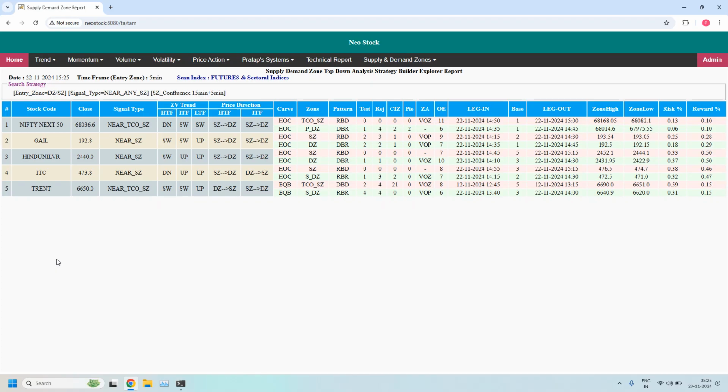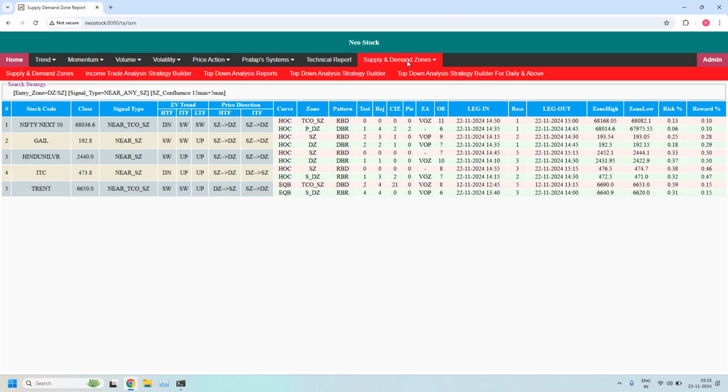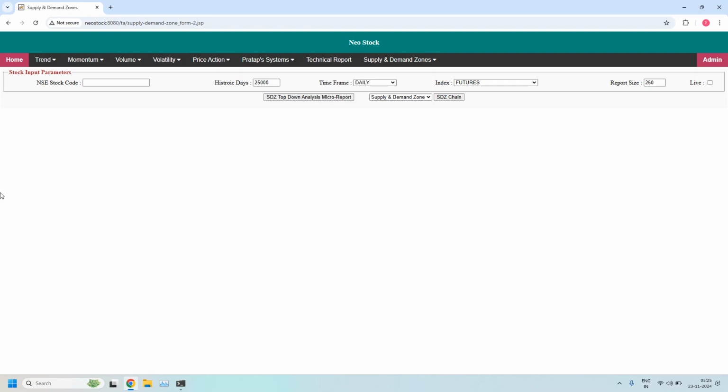So this is about stocks near demand and supply zones for different time frames. Next set of reports are about NIFTY and BANKNIFTY supply demand zone chain. Let's start with NIFTY, starting with monthly time frame, generating monthly supply demand zone chain for NIFTY.